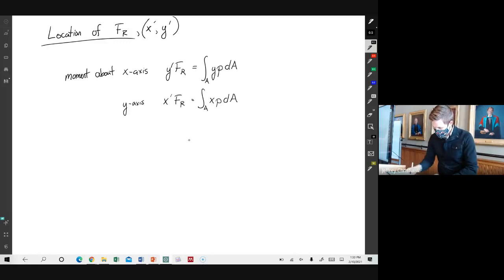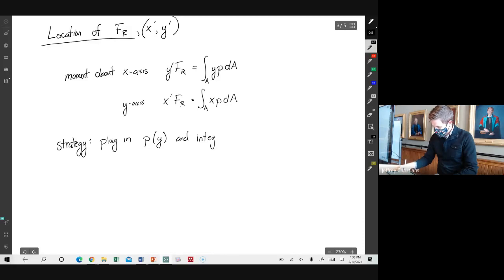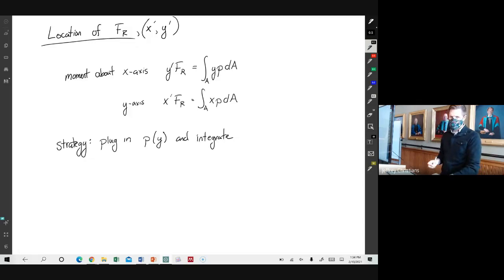So our strategy is just like it was before. So we'll plug in pressure as a function of y, and integrate. So we'll plug that in and integrate.